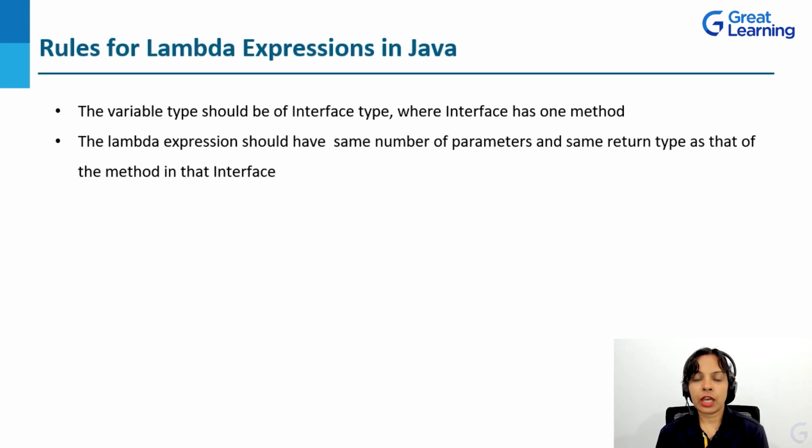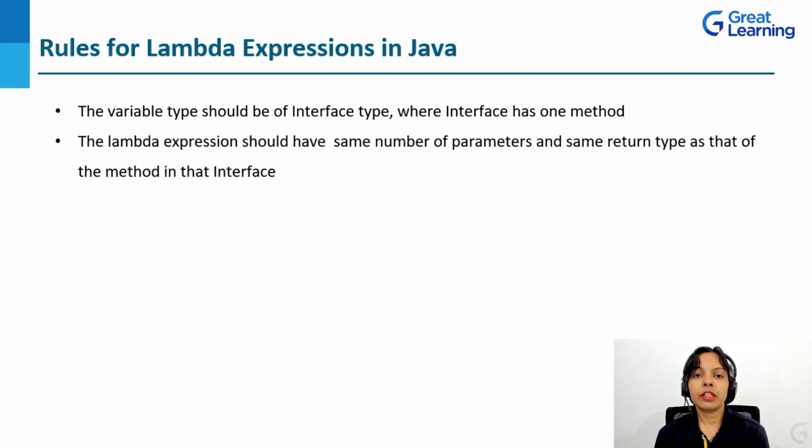And that interface should have only one method, and that method should be an abstract public method. The next rule says that the Lambda expression should have the same number of parameters and the same return type as that of the method in that interface.